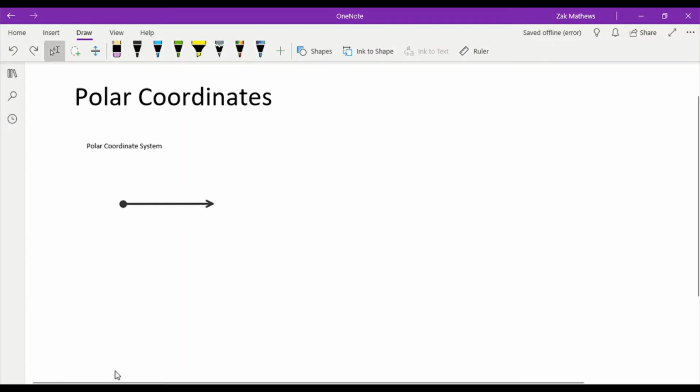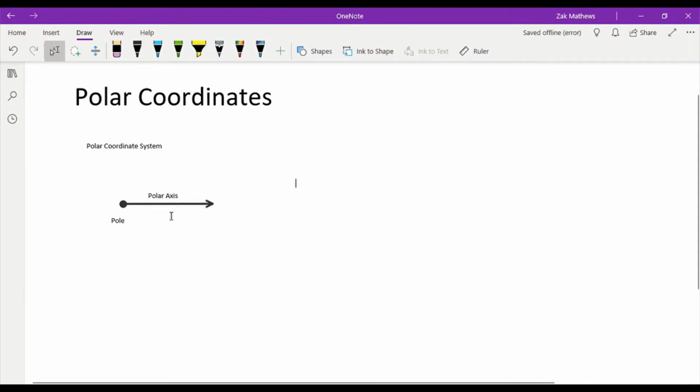In this video, we'll be looking at polar coordinates. The first thing we want to do to fully understand polar coordinates is look at the graph of a polar coordinate. I've drawn a horizontal line here. It's extending from only a single point. That single point is called the pole. This line extending to the right is what we call the polar axis.